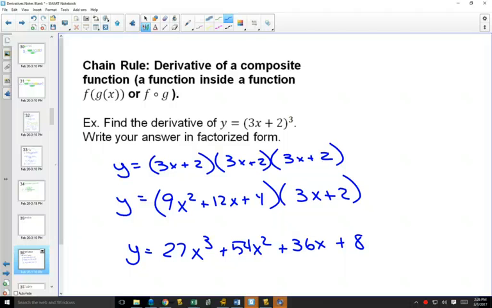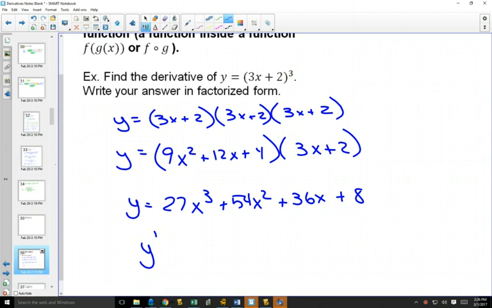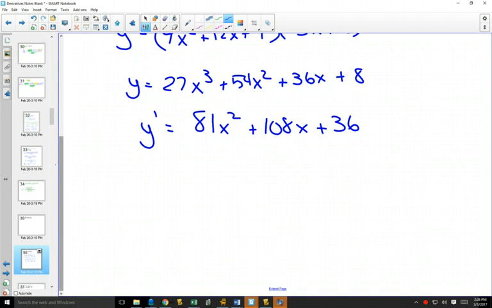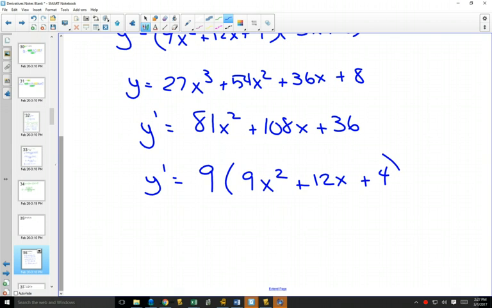So now if we did the derivative of this, we could take 1 down in front. And we get 81x squared plus 108x plus 36. We might be able to say, hey, I could factor this. There's a 9 in common. That'll leave me with 9x squared plus 12x plus 4. And then factored even further, this factors nicely to be 3x plus 2 squared.